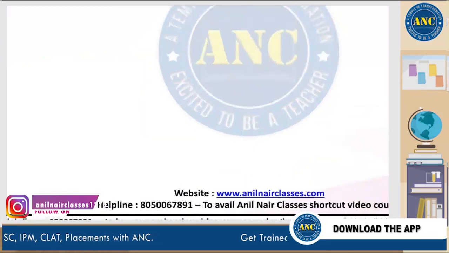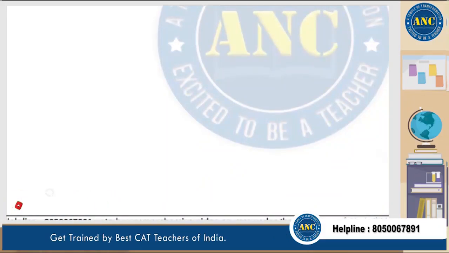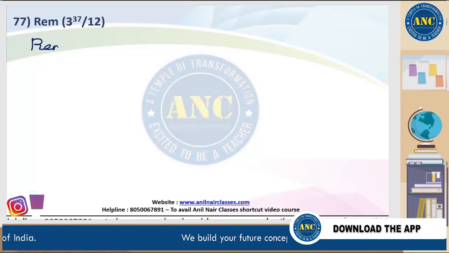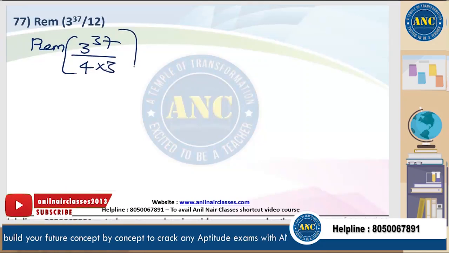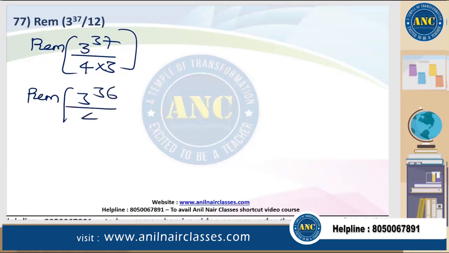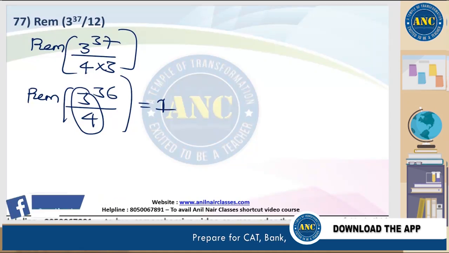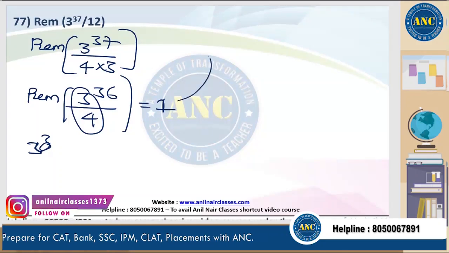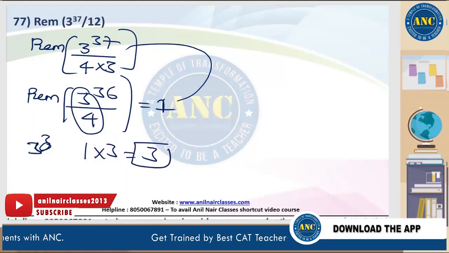3 power 37 divided by 12. 12 is 4 into 3. So this is nothing but 3 power 36 divided by 4. 4 ones are 4 minus 1, so it is minus 1 power even is plus 1. So 3 power 36 by 4 is 1, but I want for 3 power 37. 1 into 3, 3. Idea is clear, right, sir?